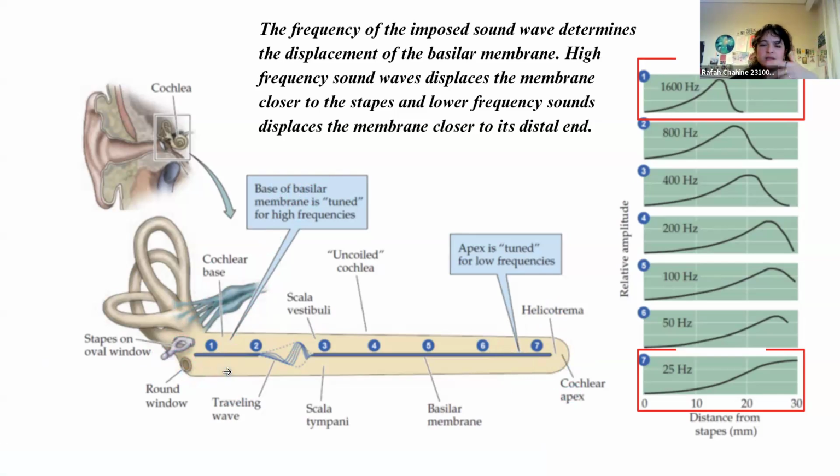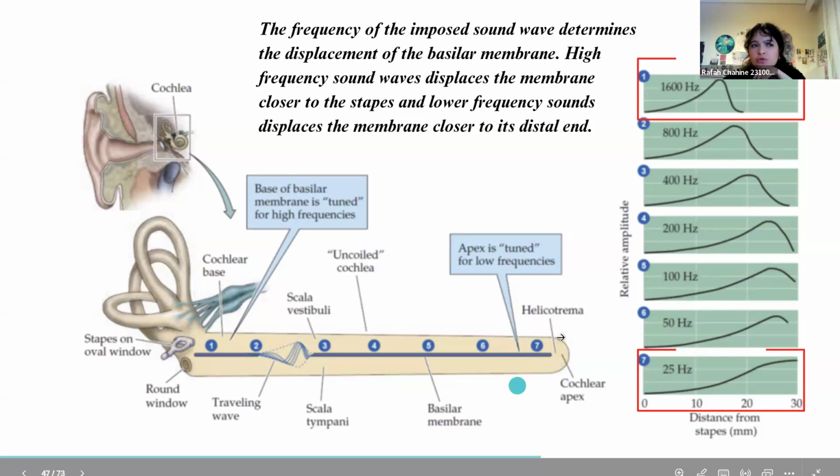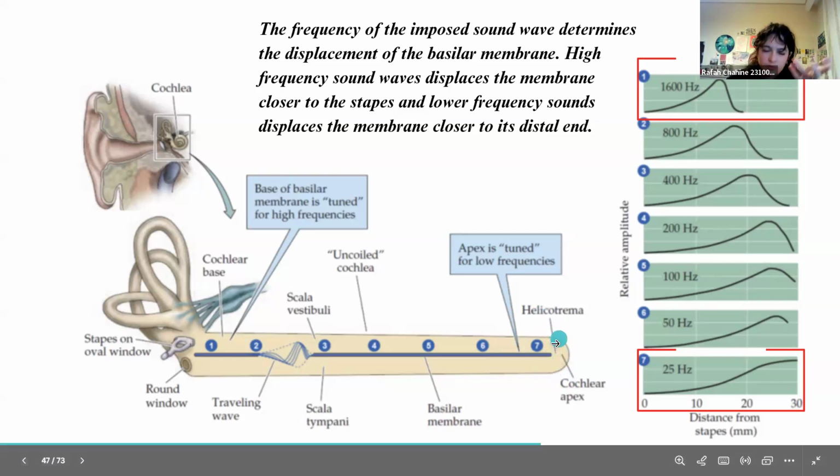to higher frequencies, meaning the whistles, the screams, the screeches, all that kind of stuff. And then the apex, or the helicotrema, nearer to the helicotrema, is tuned for lower frequencies, okay? And we can see that by the frequency of the wave. And yeah, so this is what this slide is all about.